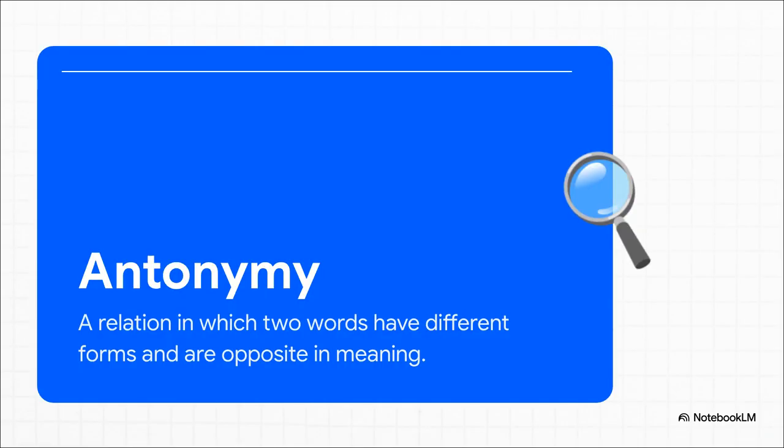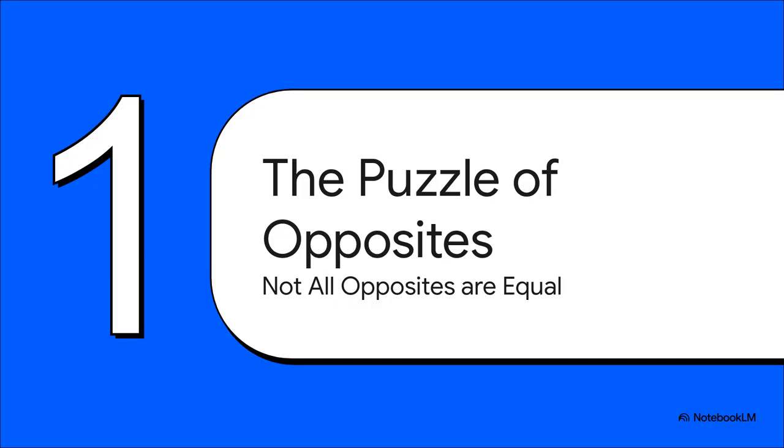Now, there's a fancy word for all this. It's called antonymy. It's really just the official term for two words having different forms and opposite meanings. But here's the thing. That simple definition hides a ton of complexity, because believe it or not, all opposites are not created equal. So, let's start solving this puzzle by getting one thing straight. Not all opposites work the same way.